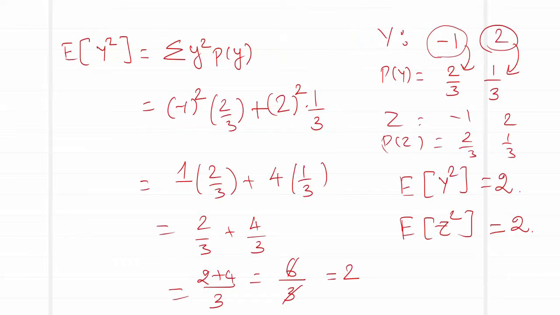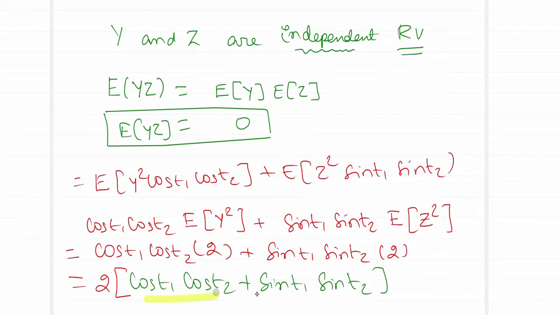So what will happen to my expression? The value cos A cos B plus sin A sin B will now give me cos of A minus B. What is A? t1. What is B? t2. So this becomes 2 cos of t1 minus t2. And what do we know about the time difference? t1 minus t2 can be expressed as tau. So my final answer is equal to 2 cos tau, which is a function of tau.